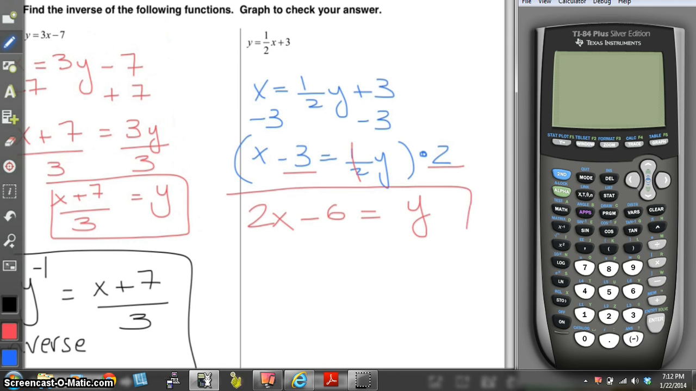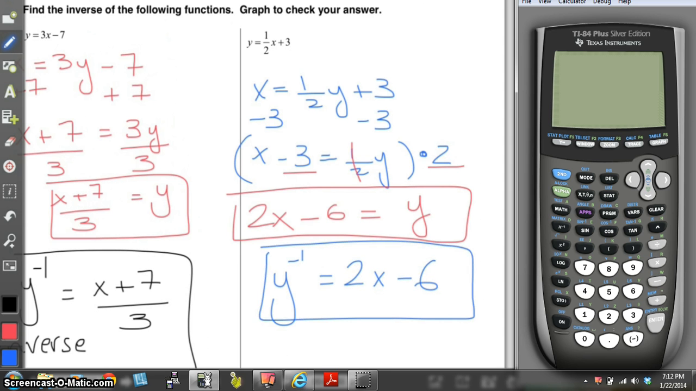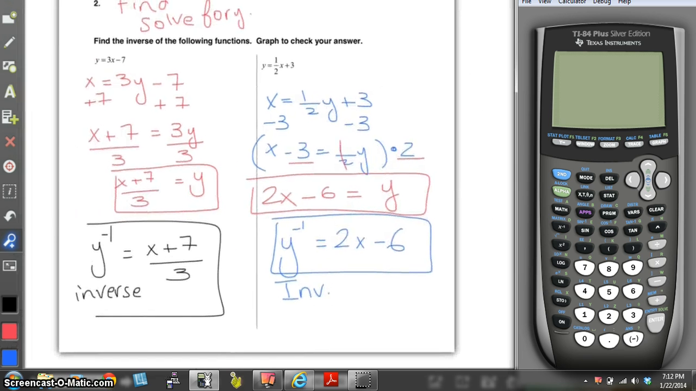So there you go. y is equal to 2x minus 6, but again, since this is an inverse, we need to set it to the power -1. So y to the power -1 would give you 2x minus 6, indicating that this is the inverse. So this is how you find the inverse of a linear function.